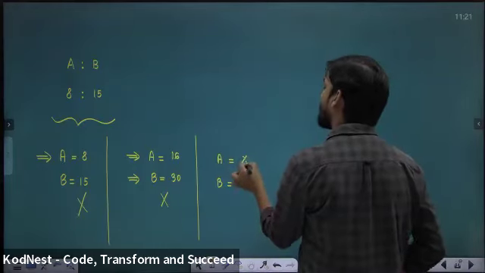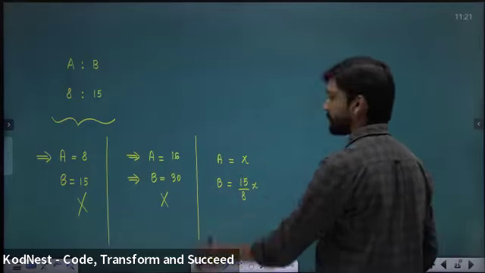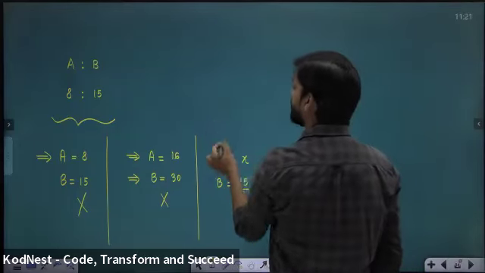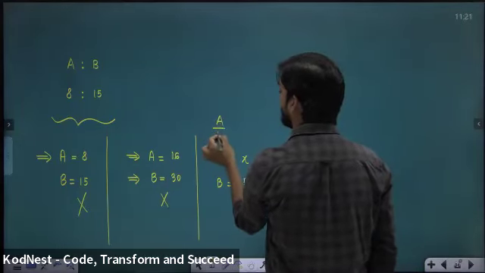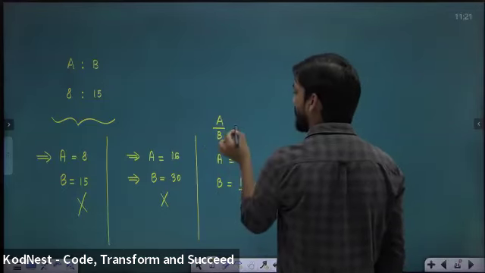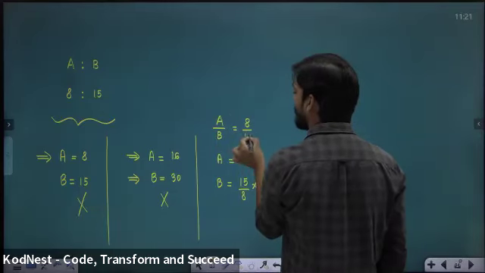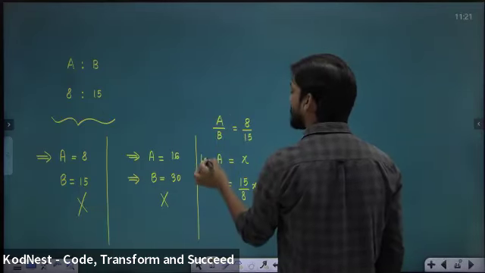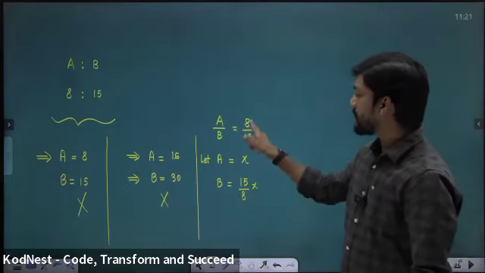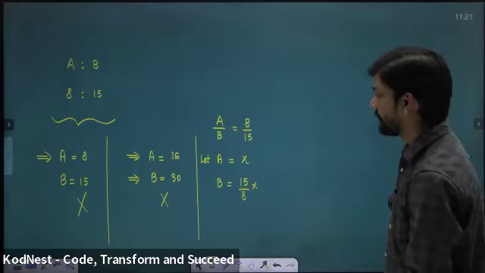What you can tell is, if A equal to X, B equal to 15 by 8 times of X. Or if you are confused with this, A ratio B is written this way in terms of fraction, A by B. So A ratio B equal to 8 ratio 15. I'm assuming A as X. So once you put A as X, you will get B as 15X by 8. All right, this is right.